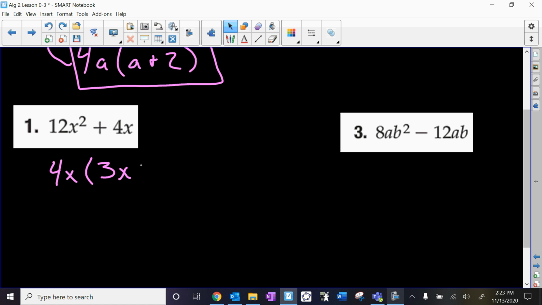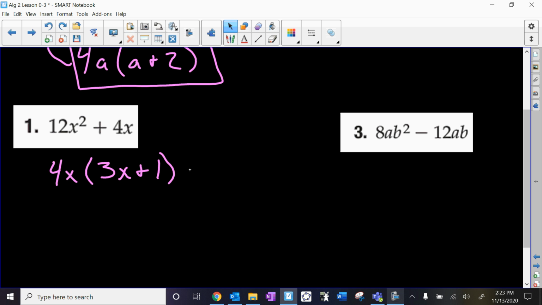3x plus 4x divided by 4x is just 1. So this would be the factorization. You can't call it 0, because if I would redistribute, and there was a 0 instead of 1, it would be 4x times 0, which is just 0, and that doesn't work.